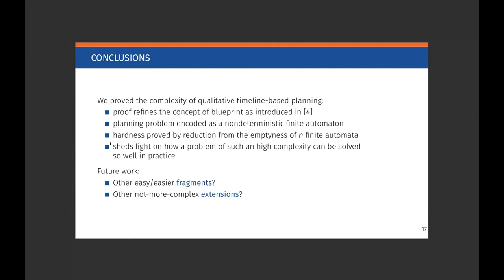This also sheds light on how such a high complexity problem can be solved so well in practice, because it turns out that most of the one exponential blow up in the complexity of the general setting is indeed caused by the numerical constants. Maybe it's not surprising, but this also sheds light on this question. And in the future, as future work, you may ask whether other easier fragments exist. Maybe some NP-complete fragment may be isolated, or if the language can be extended while maintaining the complexity at PSPACE.